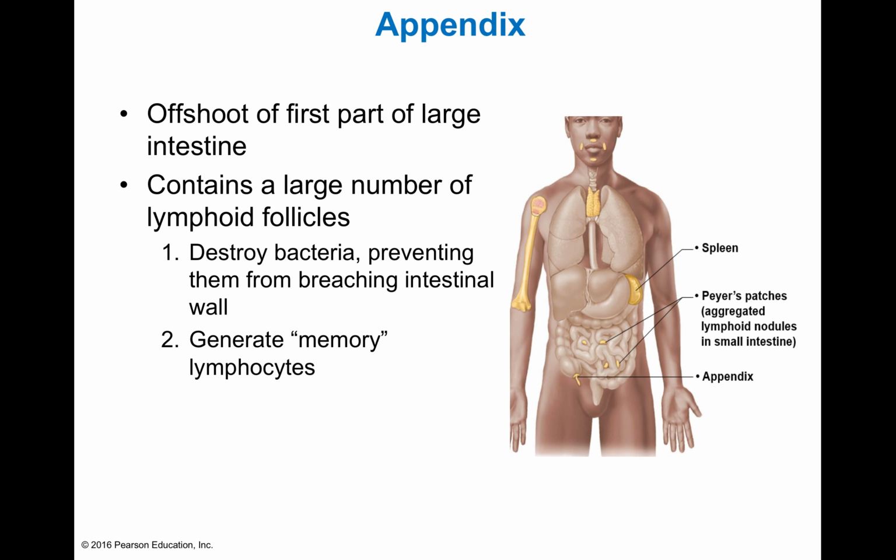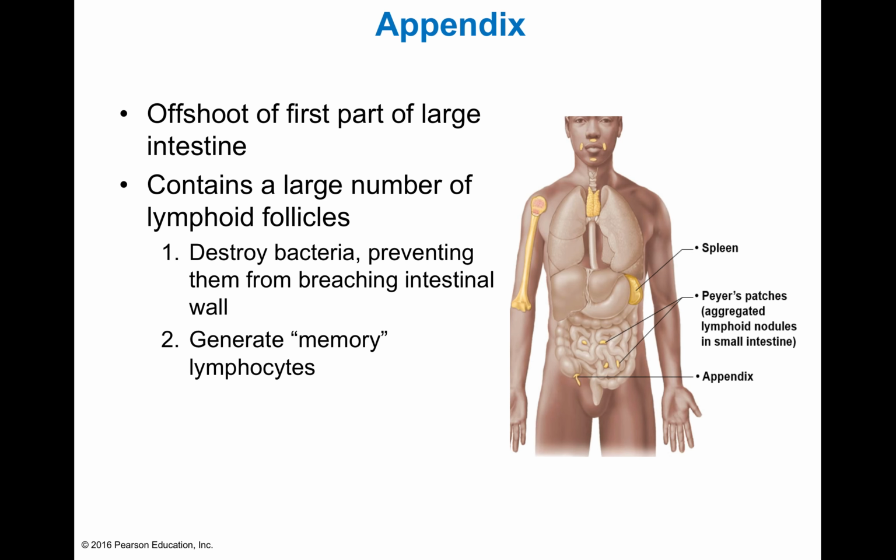Next, you have your appendix, which is located at the beginning of the large intestine. This part is called the cecum, which is the first part of the large intestine you see right here. So the appendix is located right there. The function is similar to what we described for Peyer's patches, where they are preventing any bacteria that might breach the intestinal wall from causing infection inside the abdominal cavity.